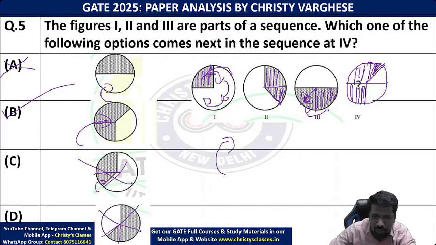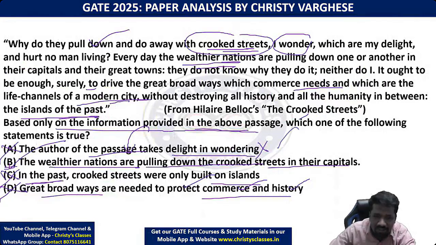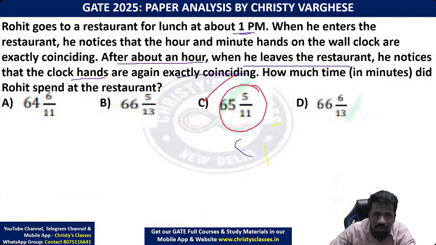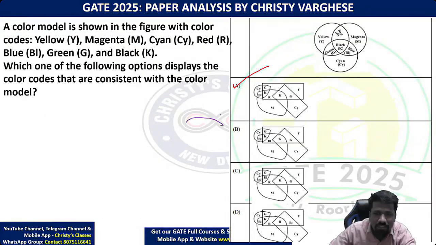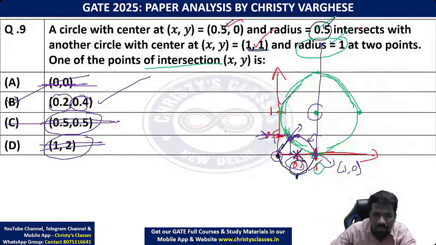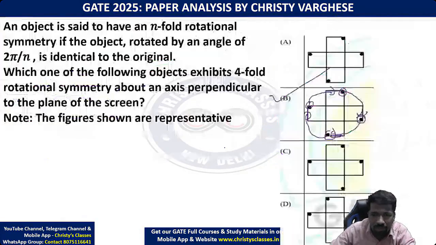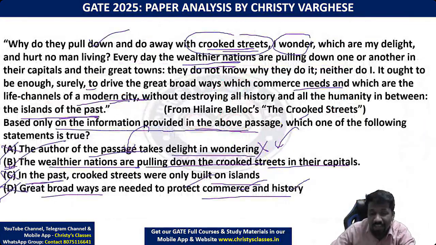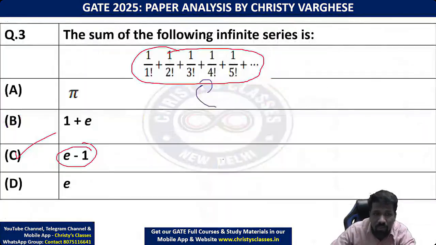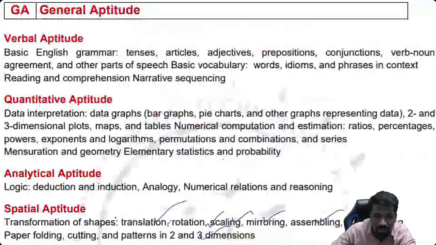और यह स्पेशल एप्टीट्यूड का सिंपल क्वेश्चन था. यह कॉम्प्रिहेंशन का क्वेश्चन, ये क्लॉक एंड कैलेंडर का क्वेश्चन, आई मीन क्लॉक प्रॉब्लम्स. दिस इज अ क्वेश्चन ऑन वेन डायग्राम, दिस इज अ क्वेश्चन ऑन कोऑर्डिनेट ज्योमेट्री और ज्योमेट्री, एंड दिस इज अगेन स्पेशल एप्टीट्यूड. सो ये पेपर में स्पेशल एप्टीट्यूड से क्वेश्चन आया था 3 मार्क का. 1 mark question and 2 mark question together, 3 mark. So very important spatial aptitude.